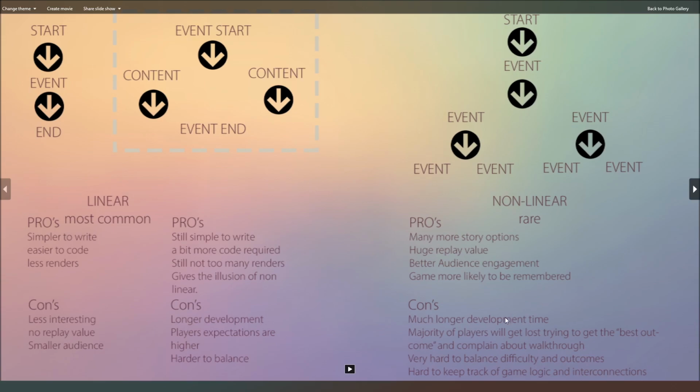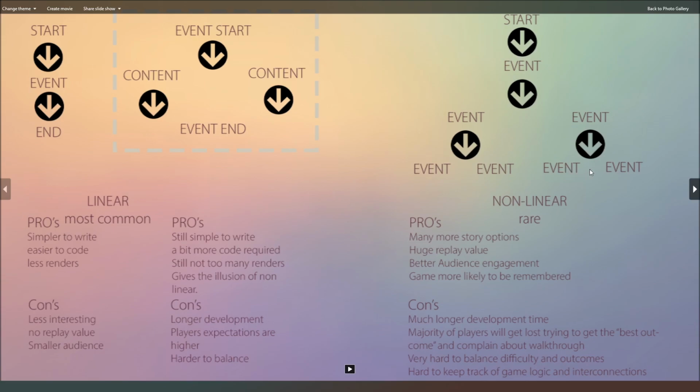Now, the cons of this obviously is that the development time is considerably longer. We could be talking about having to render sort of 5 or 6 different versions of a single event if that's the way you want to develop the game, which of course means that you need to spend a lot more time doing it. The majority of your players are going to get lost trying to play the best outcome and complain about there not being a walkthrough or wanting a walkthrough because they don't understand that there is no best series of events, and a walkthrough is only going to take them down one path, which may not necessarily be the best path for them.